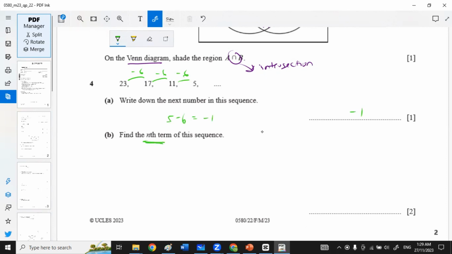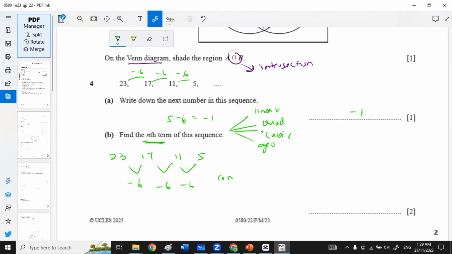Find the nth term. For sequences, you need to know, for finding the nth term, at least 4 types: linear, quadratic, cubic, and geometric. Okay, so 23, 17, 11, and 5. First, you try to find whether there is any common difference. We know it's negative 6, and negative 6. So this is the common difference, the first difference.